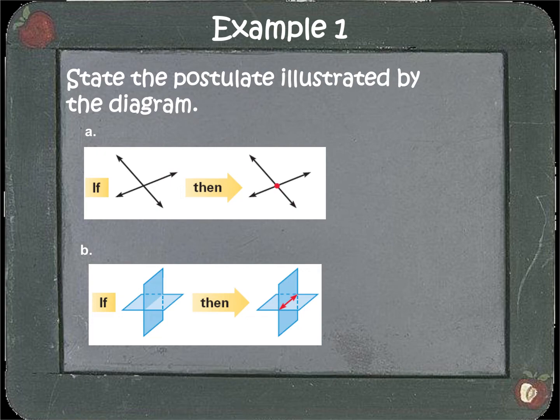Right, looking at this example, it says state the postulate illustrated by the diagram. Looking at the first one, I'm interpreting the image: if two lines are intersecting, then there is exactly 1 point. Okay, so looking at this one, going back to our postulates, we should be able to figure out that this is going to be my line intersection postulate.